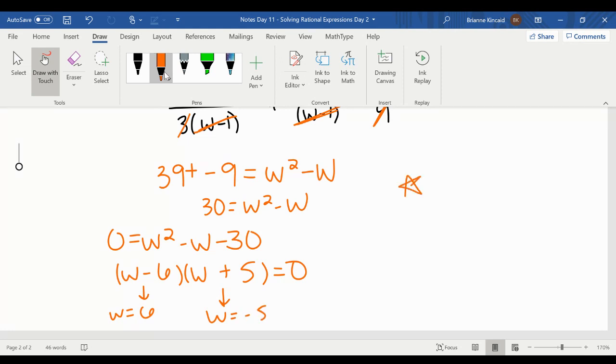Remember, you have to make sure that you check both of them. If you are unsure about checking them, look back at the first solving video. That will explain it a little bit better. For the sake of time, I'm not going to check it. I will tell you that both of these work out.